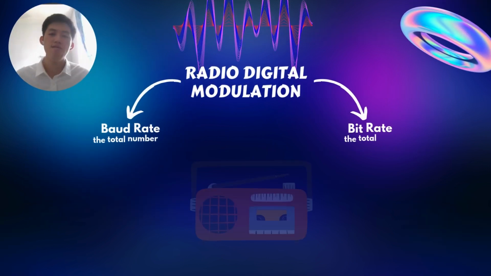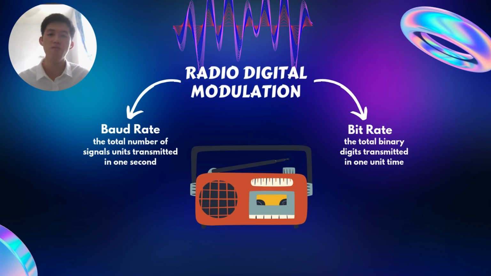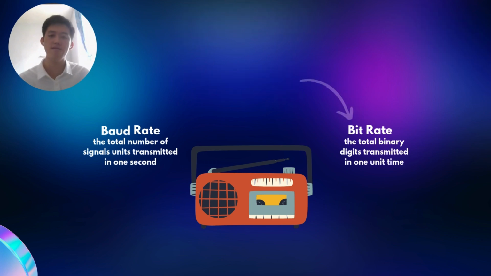Before we move on further to discuss this topic, we need to know what baud rate is. Baud rate is the total number of signal units transmitted in 1 second, and bit rate is the total binary digits transmitted in 1 unit time. Both of these variables are very important in this topic.